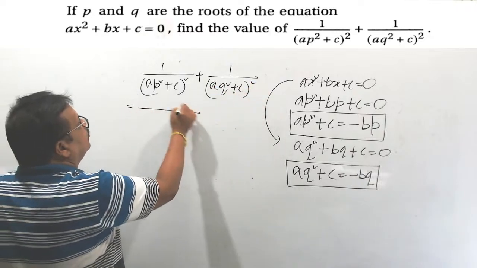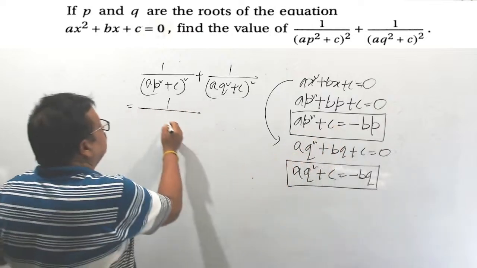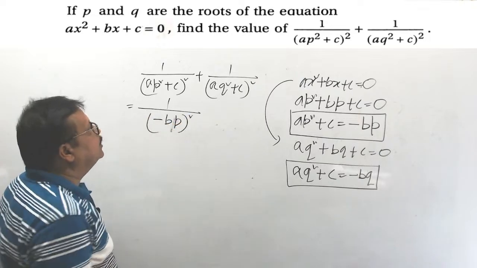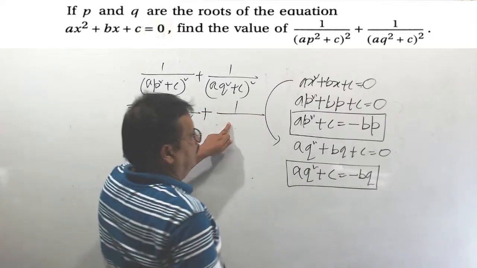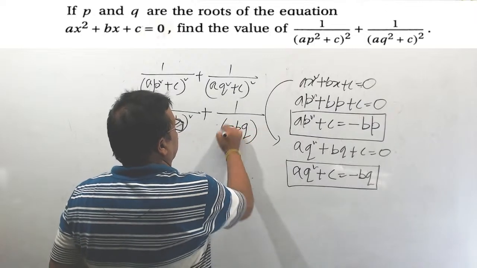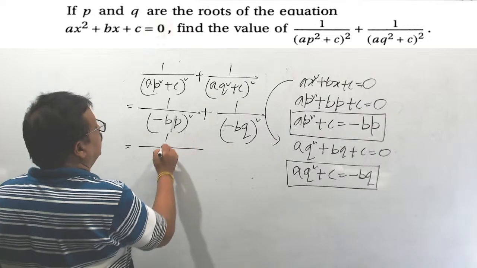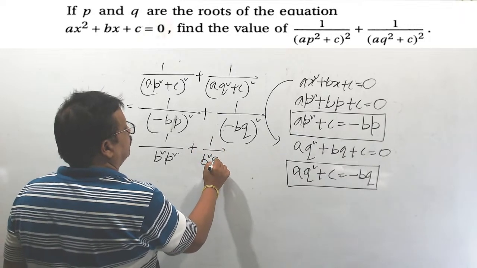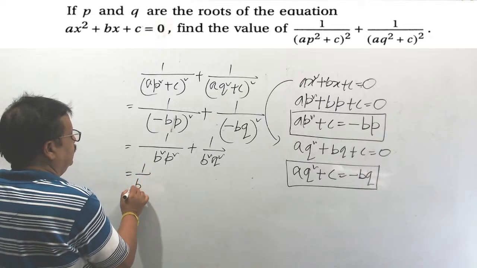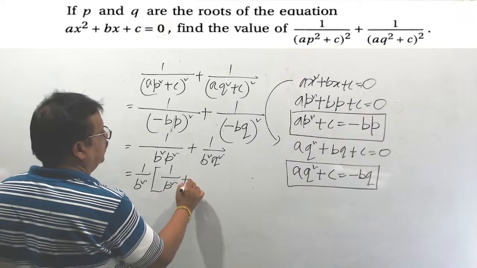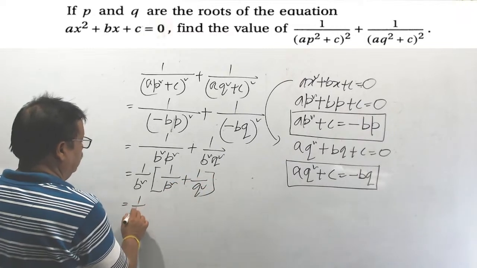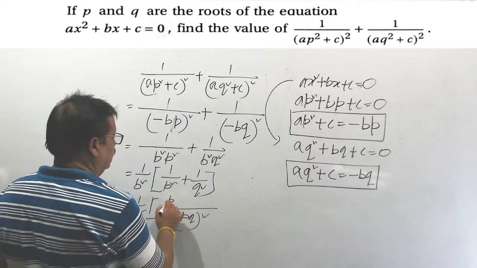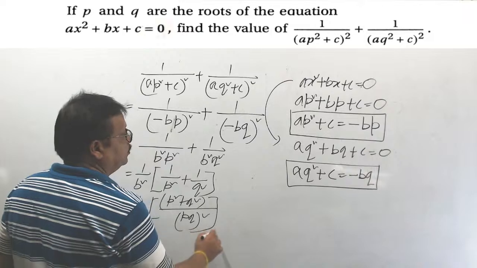That is 1 by aP square plus c whole square plus 1 by aQ square plus c whole square. This is equal to 1 by minus bP whole square plus 1 by minus bQ whole square. This equals 1 by b square P square plus 1 by b square Q square. Take common 1 by b square, that is 1 by P square plus 1 by Q square. This is equal to 1 by b square times P square plus Q square over P square Q square. Understood what to do here?